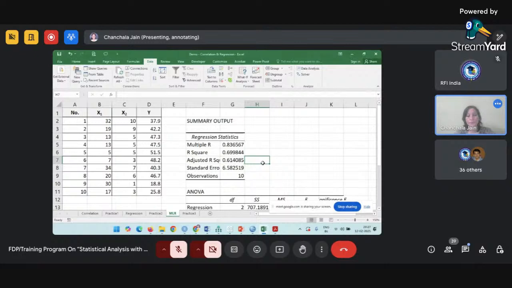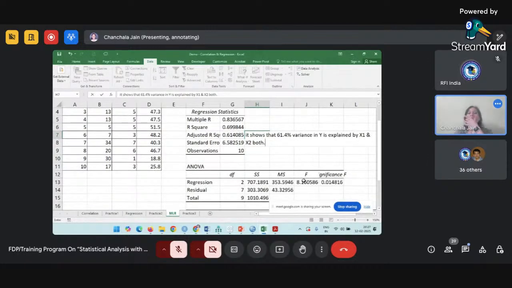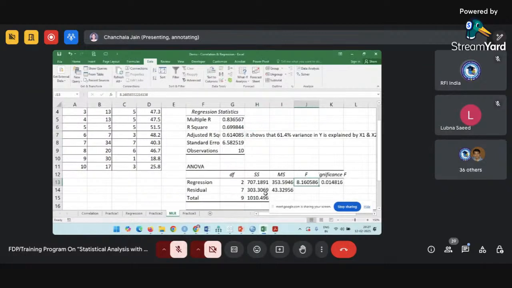You can write, it shows that 61.4% variance in Y is explained by X1 and X2 both. Clear? Yes, ma'am. Fine. Total observations we were having as 10.